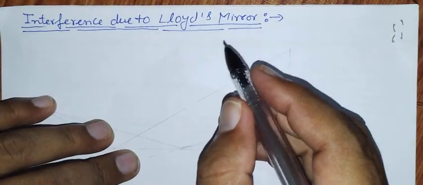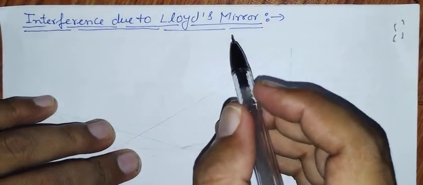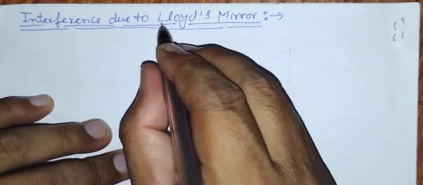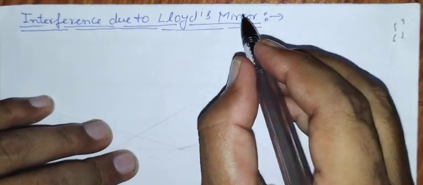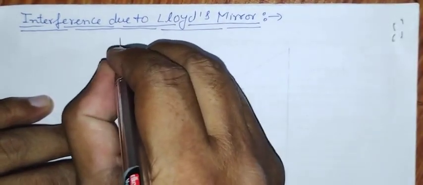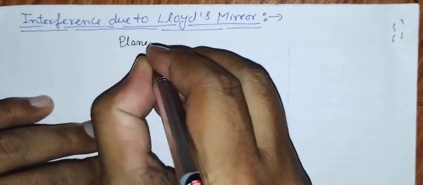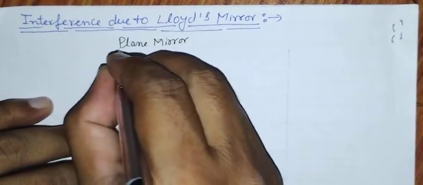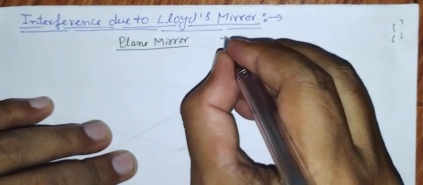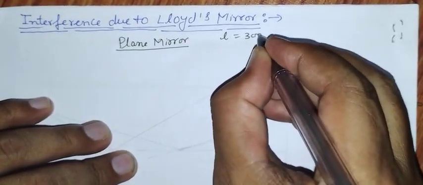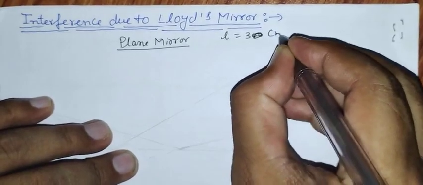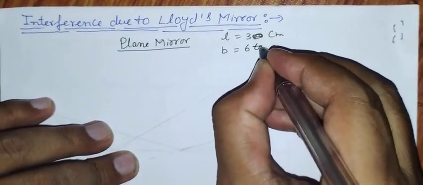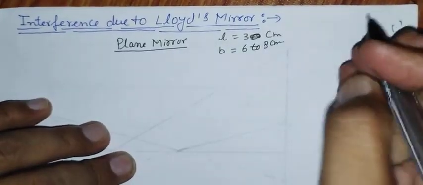Hello everyone. In the present lecture, we are going to see the interference pattern by Lloyd mirror. Lloyd mirror is a plane mirror. This plane mirror is thick. Its length is up to 30 centimeter and its breadth can be 6 to 8 centimeter.